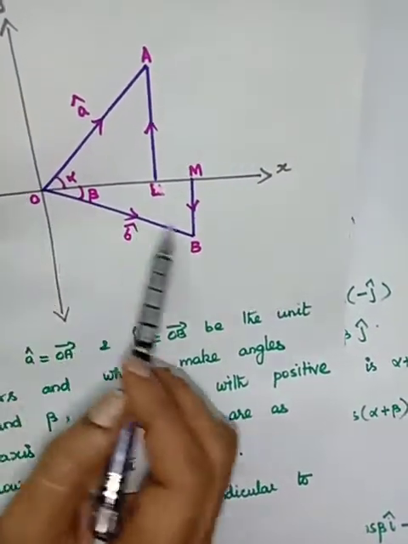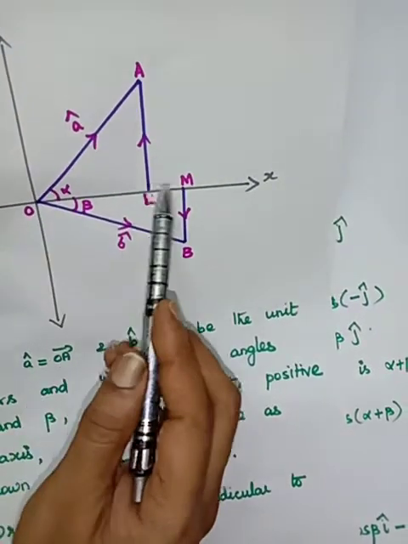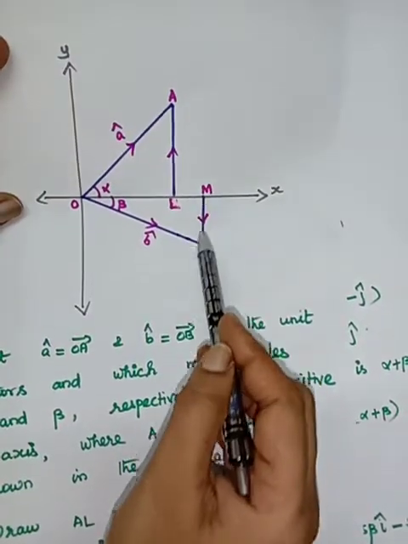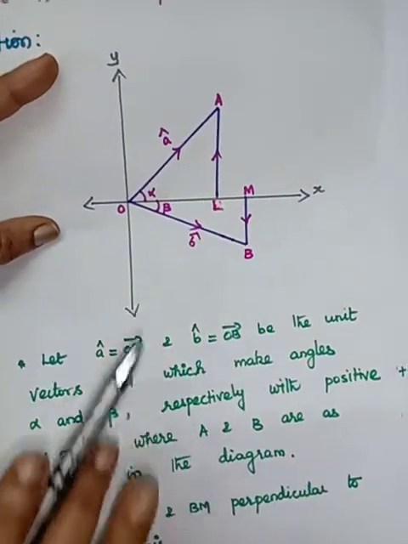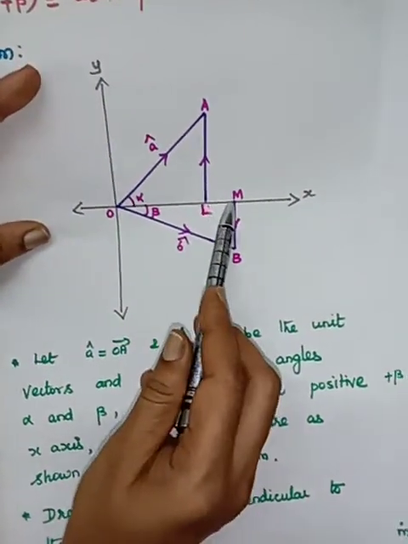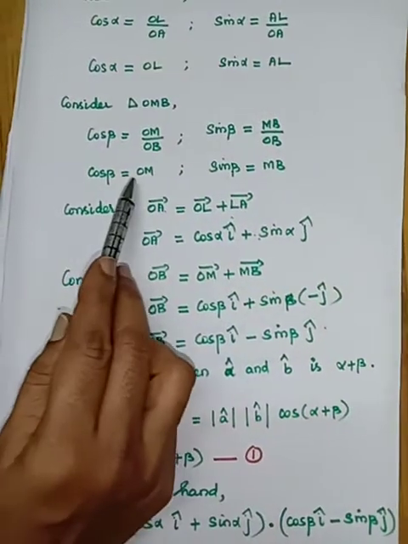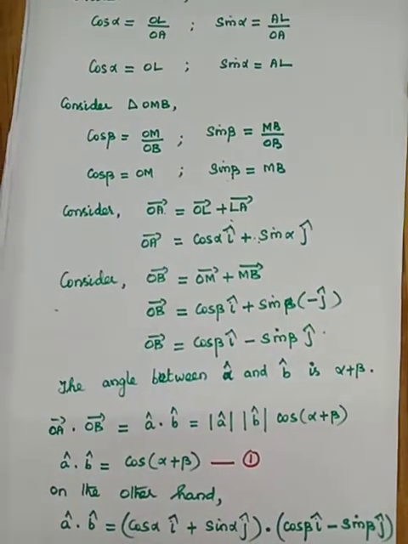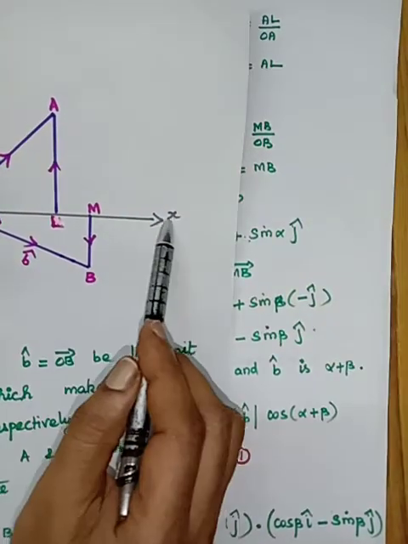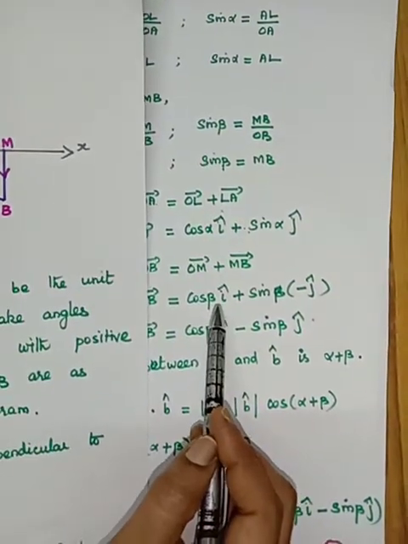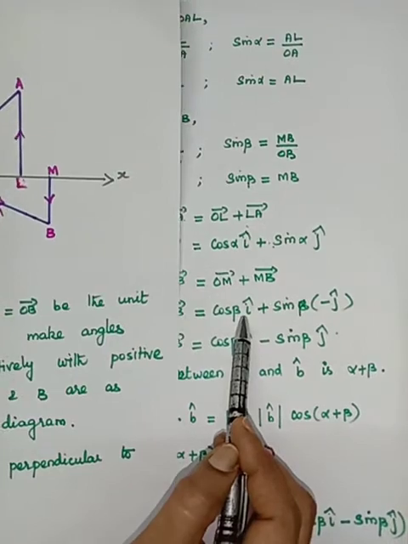Okay, coming to the next one, OB vector. How will it be written? OM vector plus MB vector. OM vector plus MB vector. OM vector, how will it be written? What is the magnitude of OM? It is cos beta. Okay, and OM is on the x-axis, so the unit vector I have written here is i cap.